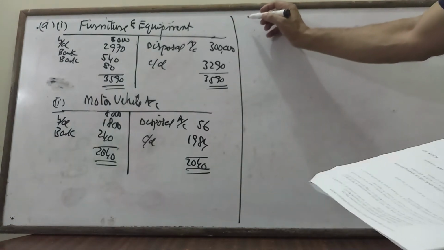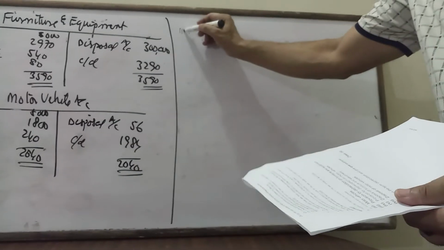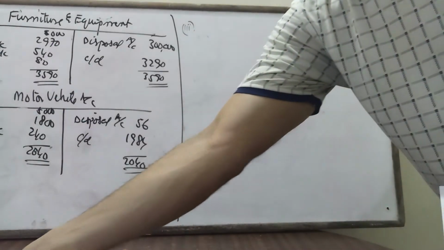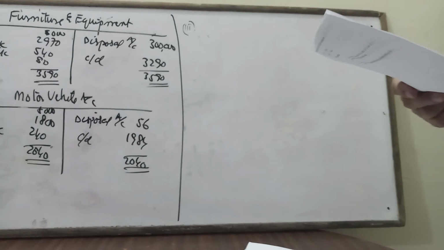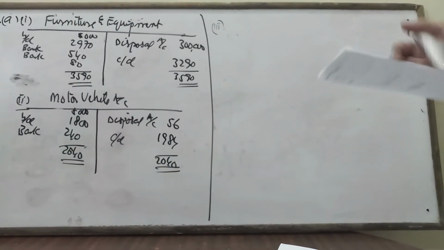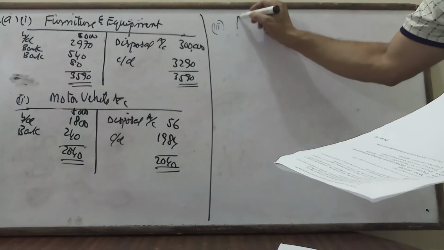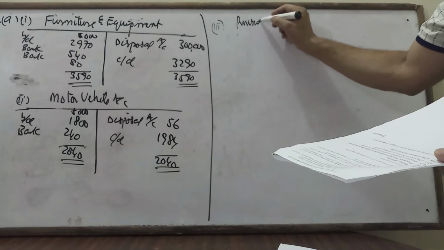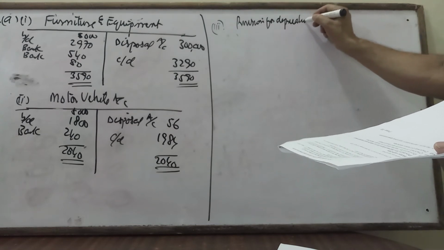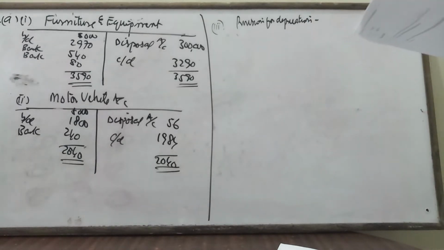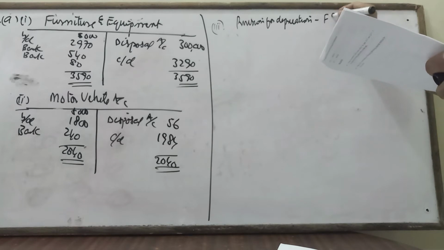Requirement number 2, requirement number 3. In requirement number 3, provision for depreciation, furniture and equipment.